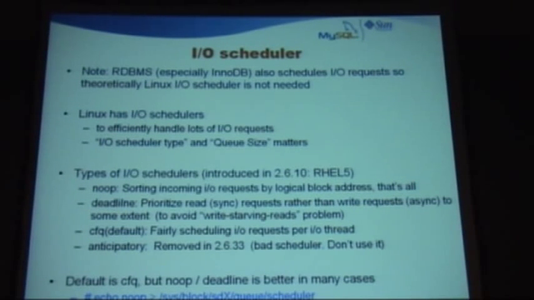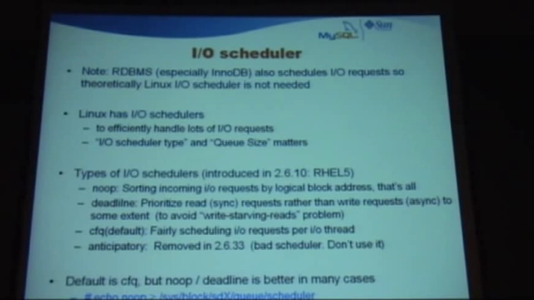The most recommended IO scheduler is noop. Actually, it does nothing except sorting incoming IO requests by logical block address. That's all. Deadline is also a good scheduler. Deadline prioritizes read requests over write async requests to some extent. This is to avoid write starving problems. If there are so many buffered asynchronous write requests, then reads starve, so we cannot release operations very well. So deadline takes care of it.